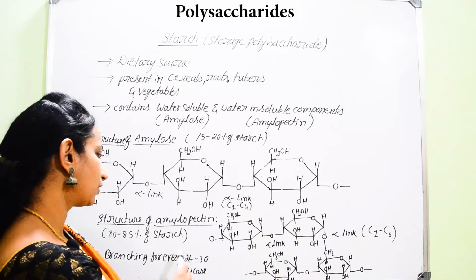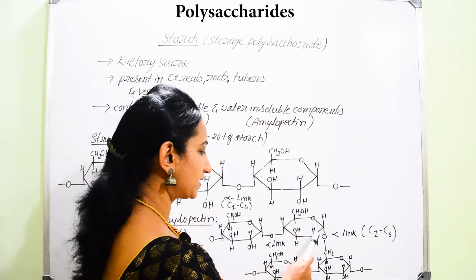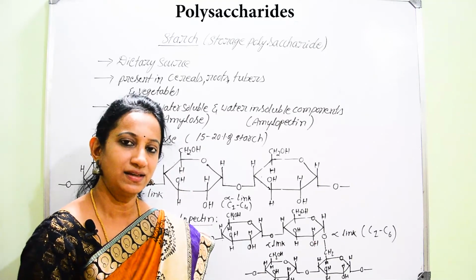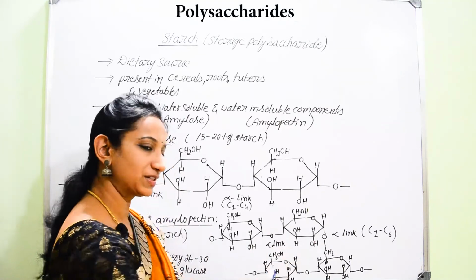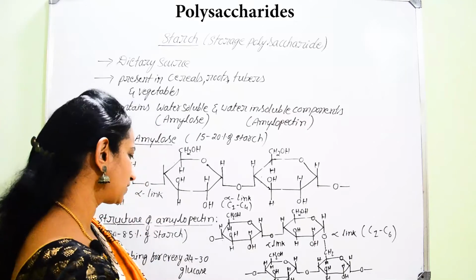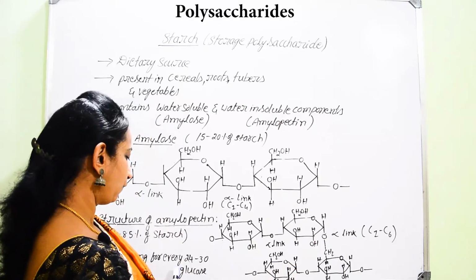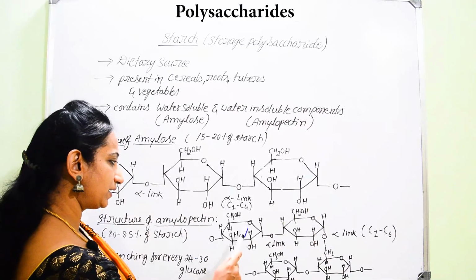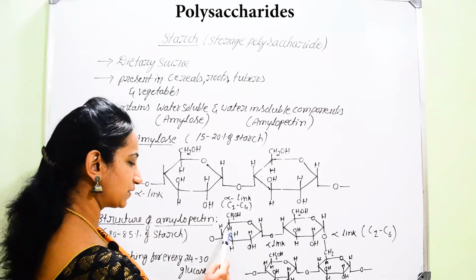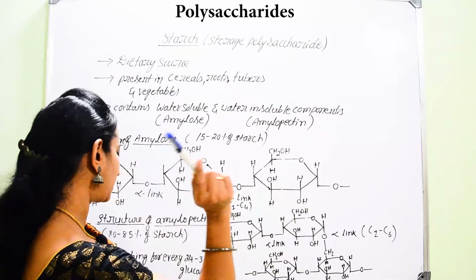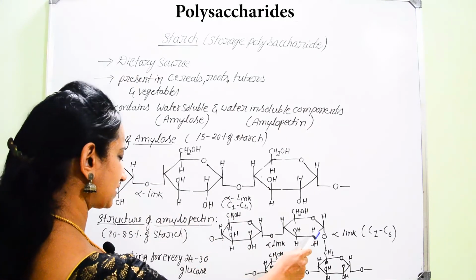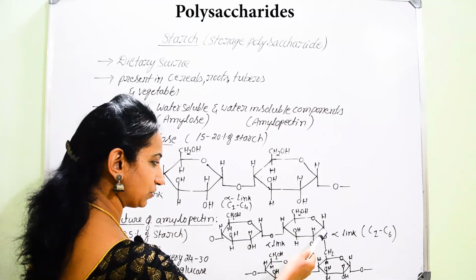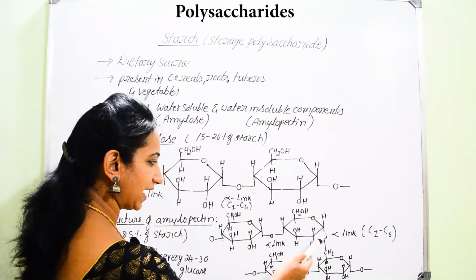Why it is highly insoluble in water is because of the presence of branches. It is difficult to break the bonds between branches. We can find a branch after completion of 24 to 30 glucose units which are linked together in a straight chain. That means in a particular straight chain, after crossing 24 to 30 glucose units, you can find the branch.